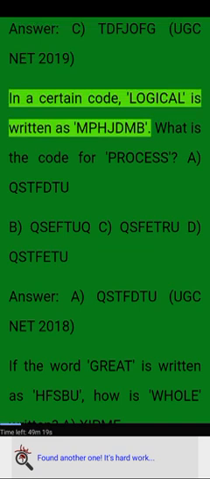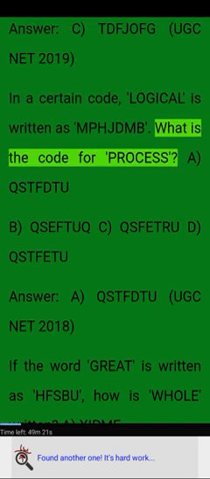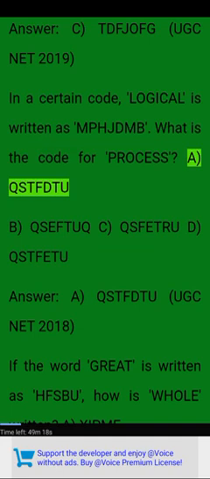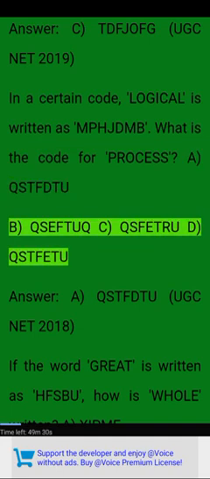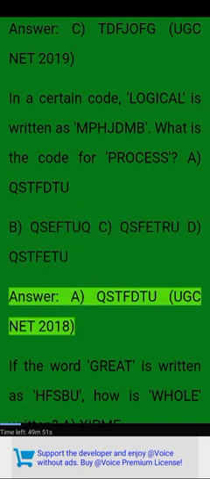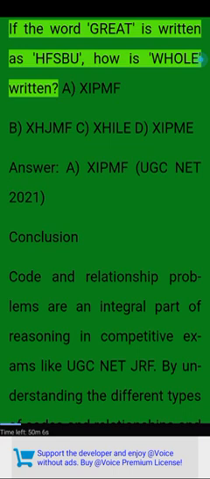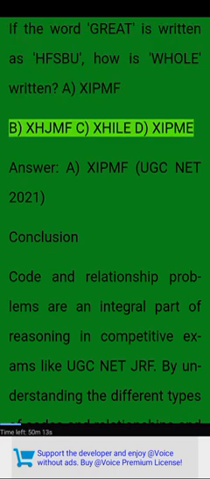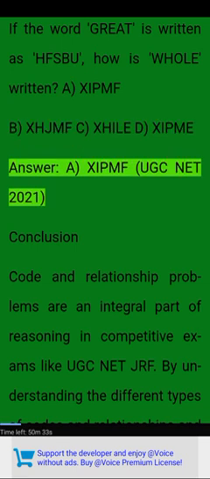In a certain code, LOGICAL is written as MPHJDMB. What is the code for PROCESS? A. QSTFDTU. Answer: A, QSTFDTU. UGC-NET 2018. If the word GREAT is written as HFSVU, how is WHOLE written? A. XIPMF. Answer: A, XIPMF. UGC-NET 2021.